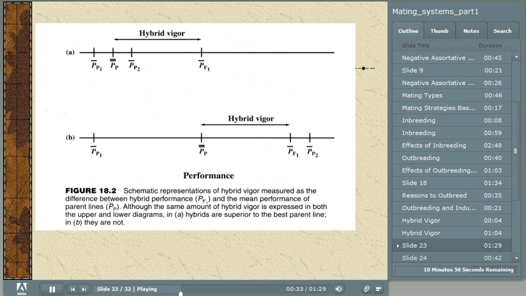What we expect is that P double bar in A, that's where, based on breeding value, animals' parents pass on half their genetics. Now, if we go down to another option, you will see an example in B where we wouldn't recommend crossbreeding because the amount of hybrid vigor does not exceed one of the best parent lines.